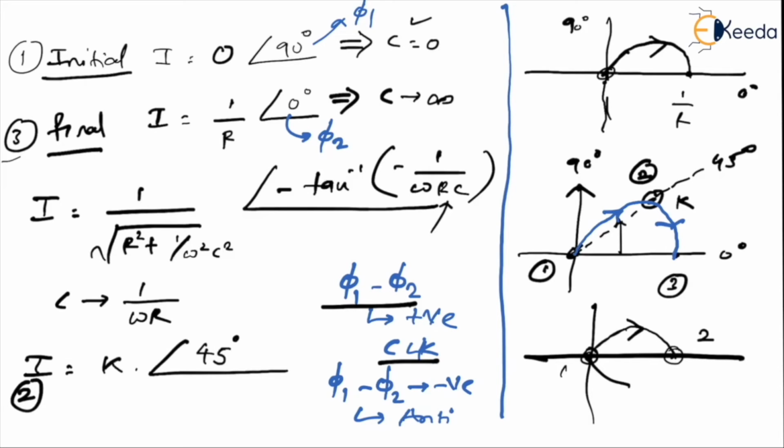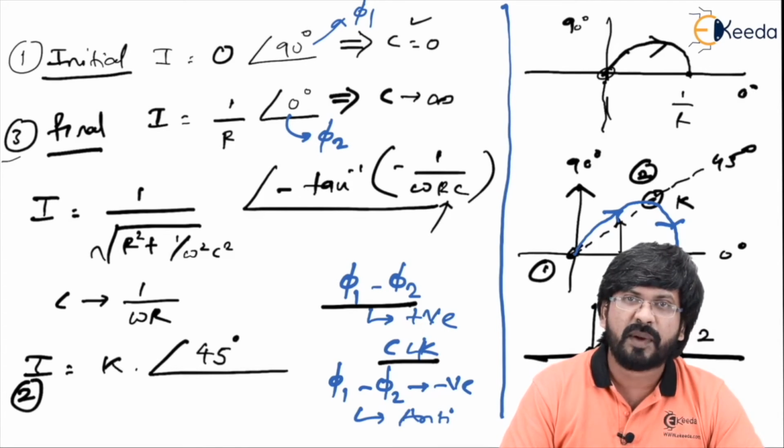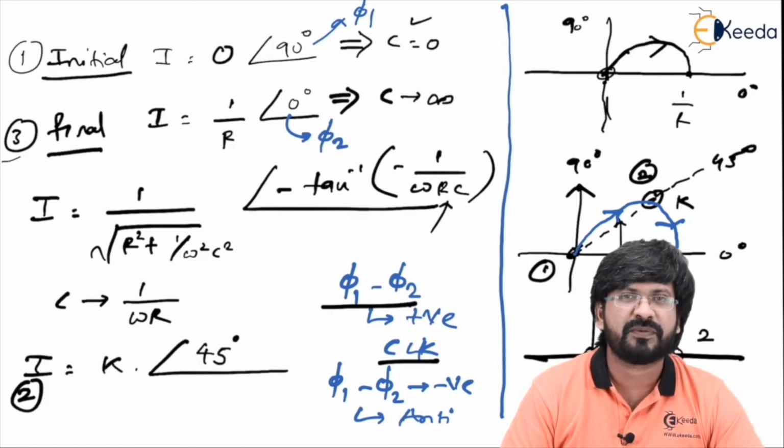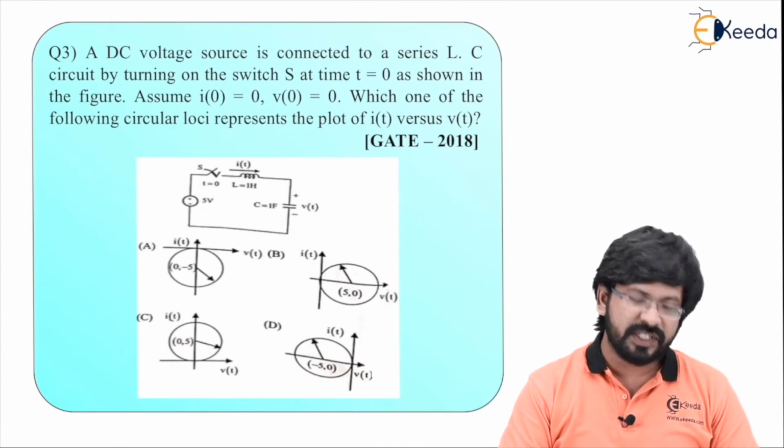Now, if phi1 minus phi2 comes out to be negative, you have to approach from point 1 to point 2 in anti-clockwise direction. In that case, the lower part would be the correct one. I'm sure you understood this problem. Let's move to the next problem now. Let's see question number 3.